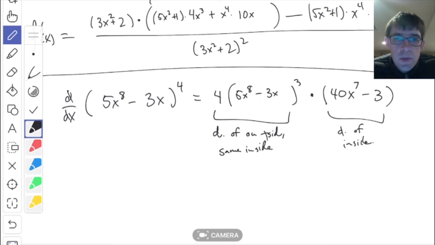All right, that's a pretty standard, straightforward chain rule. Any thoughts about that one? Any questions about what I just did? Nope. All right, let's just keep going down the list then. So that was the chain rule.